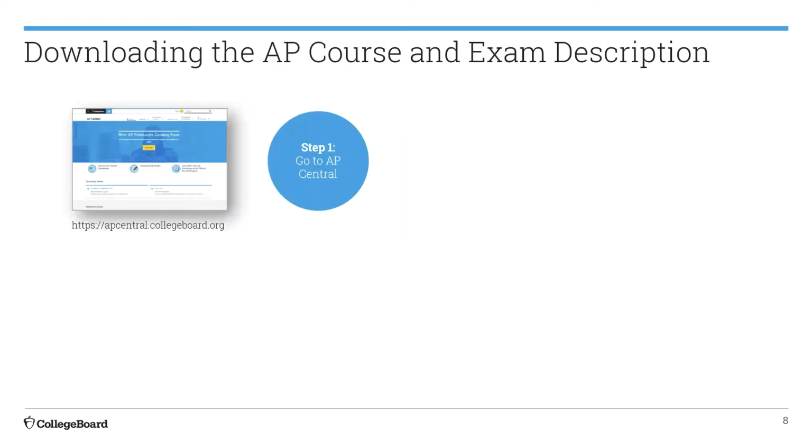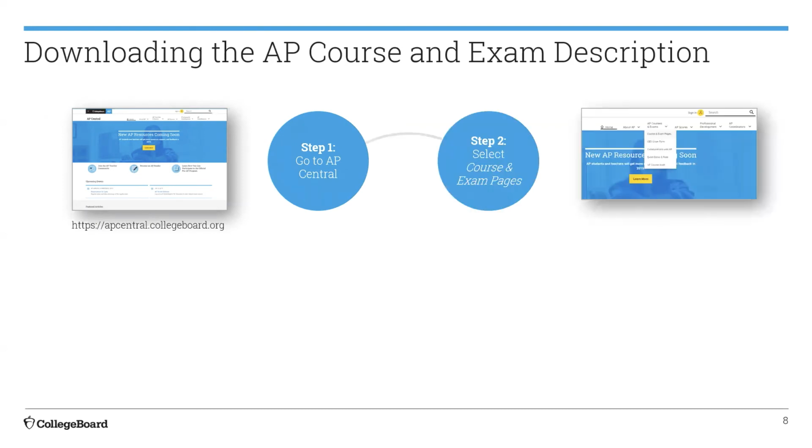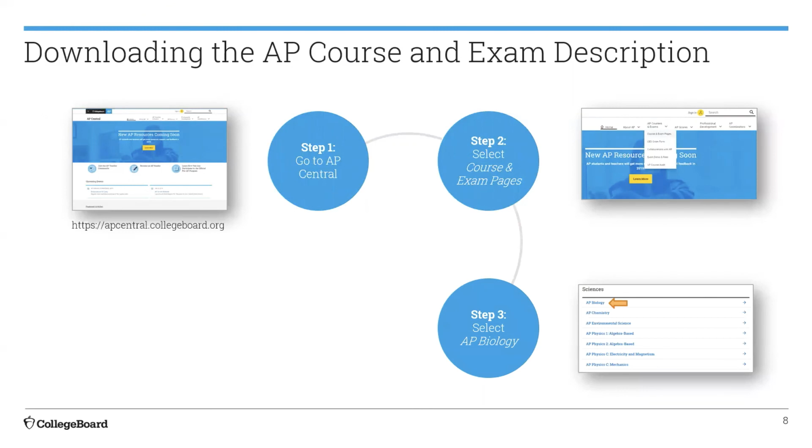I'll give you a couple of instructions here in case you want to download as you're following along with this webinar. Very simple, you go to apcentral.collegeboard.org. That's our public site for everything AP. And then from the very top set of drop-down menus, you'll scroll over to AP Courses and Exams and choose the first item in that drop-down list that says Course and Exam Pages.